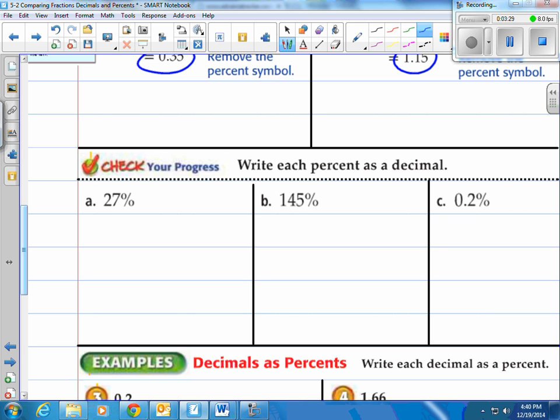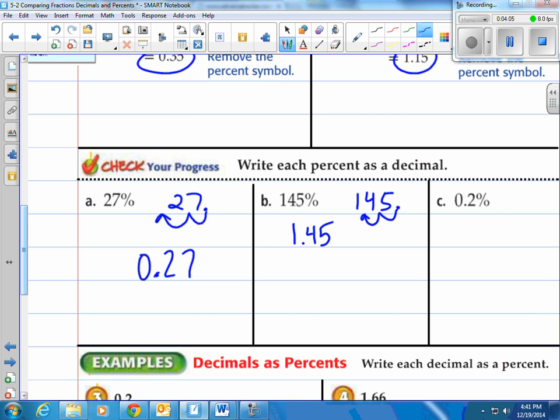All right, 27%. Well, to change a percent to a decimal, all we do is move the decimal spot 2 spots to the left, which is actually dividing by 100, and then get rid of the percent sign. So we end up with 0.27. Many times you'll see that I'll put a 0 in front of that. It just means there's no whole number there. How about 145%? Again, take your 145, find the decimal, move it over 2 spots. That's the same as dividing by 100. So we'll end up with 1.45.